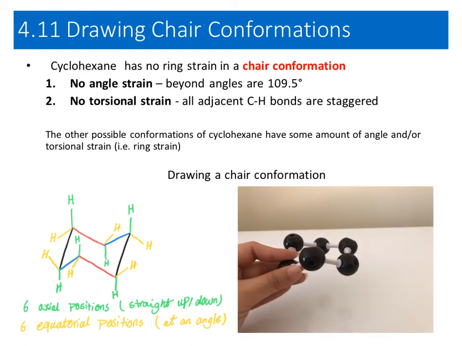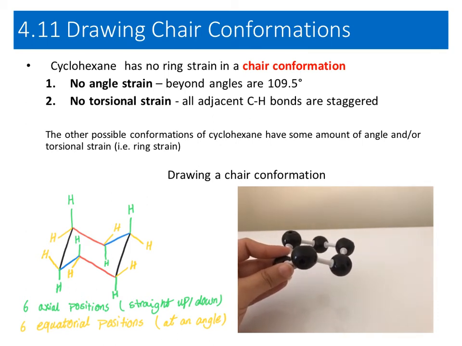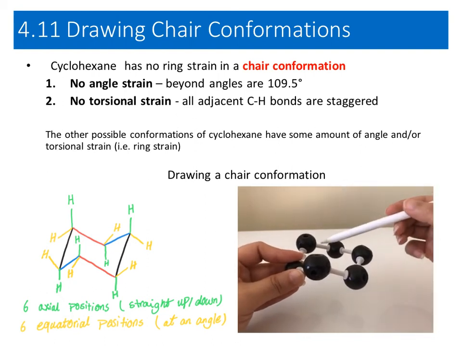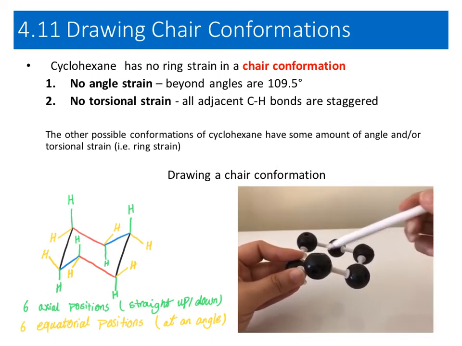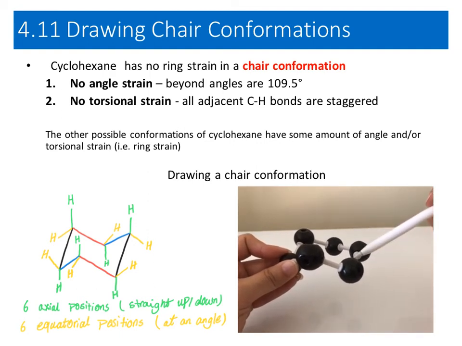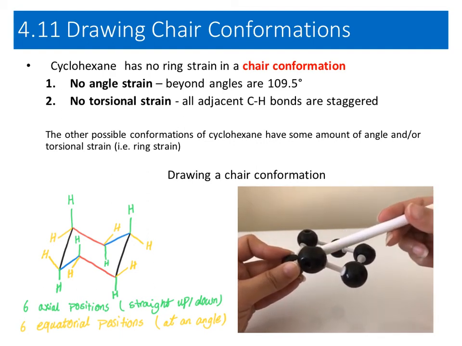So this is the cyclohexane model. As I said, we have 3 sets of parallel lines in this model. So these 2 bonds, they are parallel to one another. These 2 are parallel, and these 2 are parallel lines.